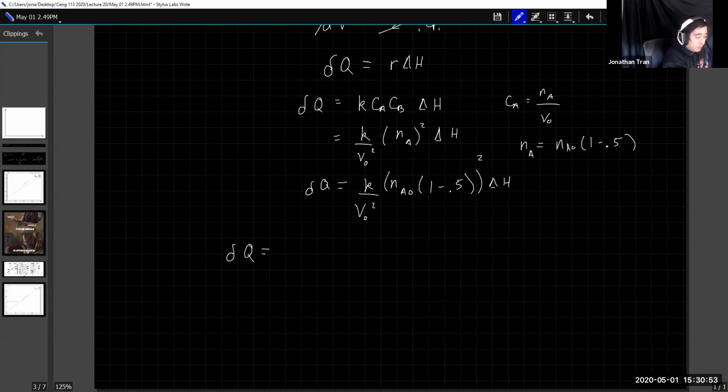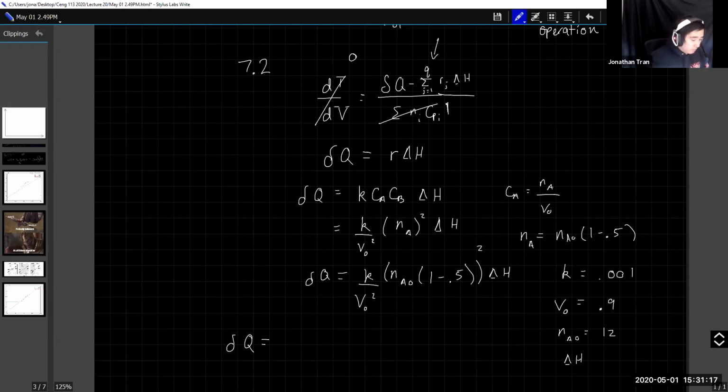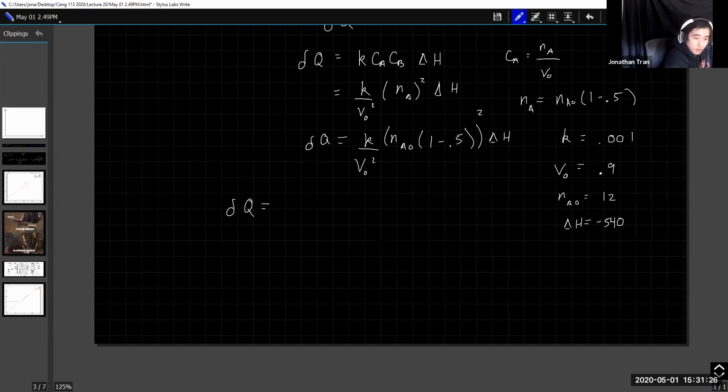If we substitute in our numbers, we should get that K is equal to, someone might want to check my math on this because I did change numbers around quite a few times. K was equal to 0.001, V naught was equal to 0.9, NA naught is equal to 12, and del H is equal to negative 540. So del Q should be equal to negative 24 kilojoules.